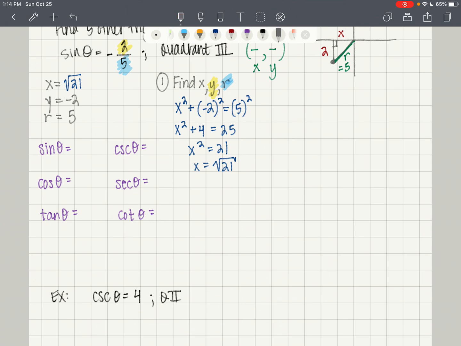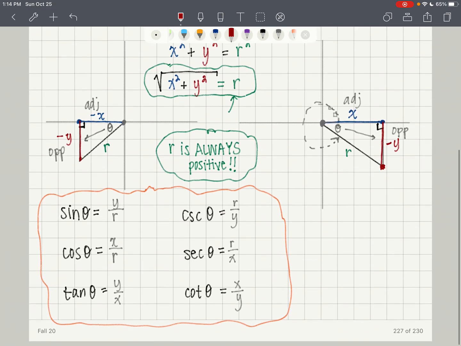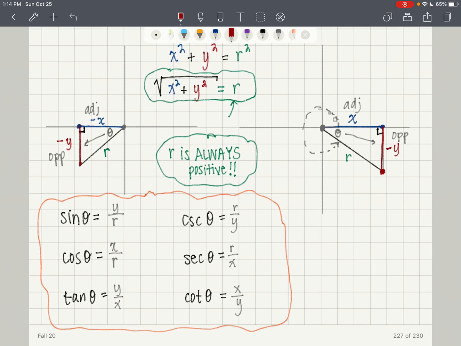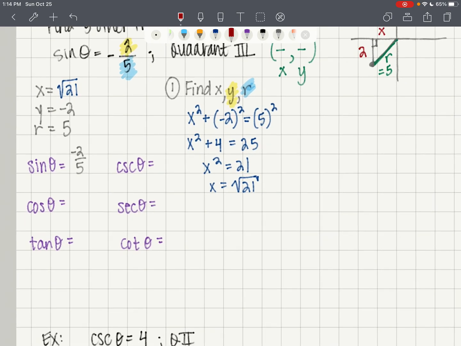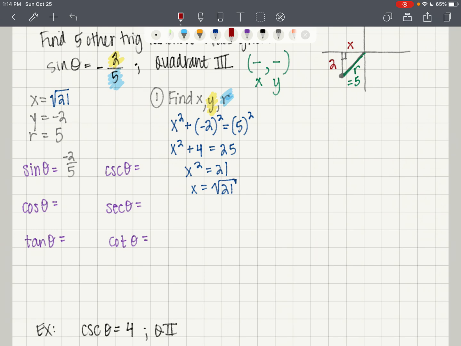So the sine of theta is given. It is -2 over 5. The cosine of theta is x over r. Very important that you know what these are. Cosine of theta is x over r. Sine of theta is y over r. Tangent of theta is y over x. If you can get those memorized, it's going to make your life so much easier.